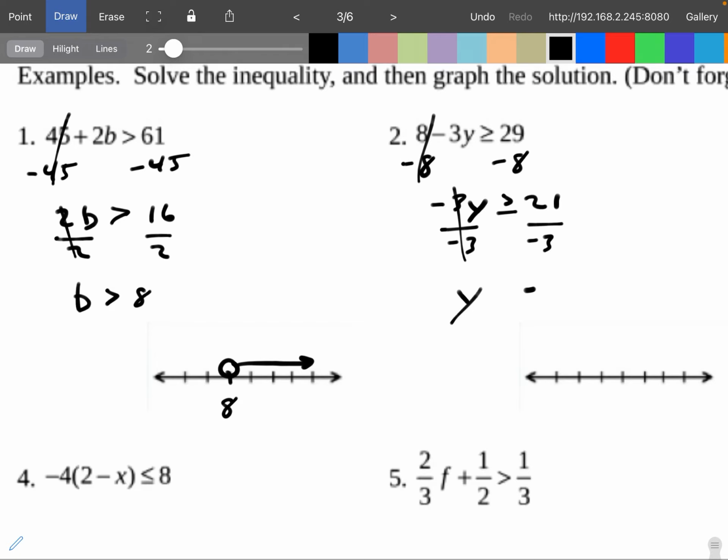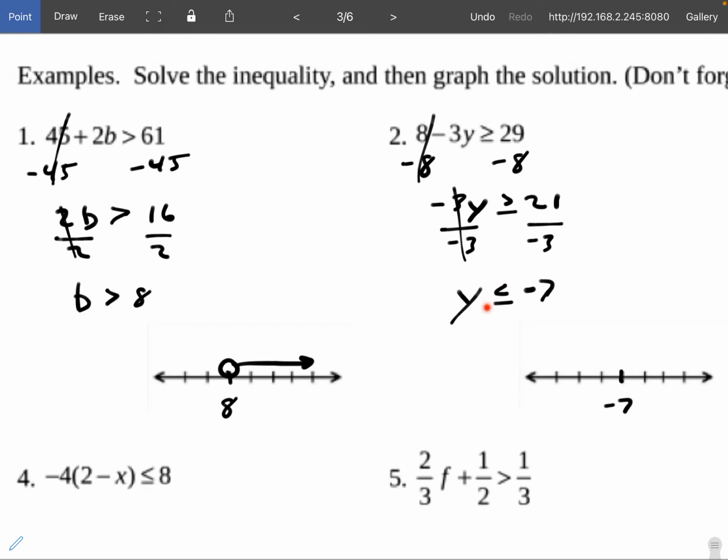And then, Jonathan, do I have to flip it or no? Yeah. Good. So those negative 3's cancel on the left-hand side, make 1. On the right side, I've got 21 divided by negative 3, which is negative 7. But yeah, I have to flip it because I divided both sides by a negative. So it was a greater than or equal to, so now it's a less than or equal to.